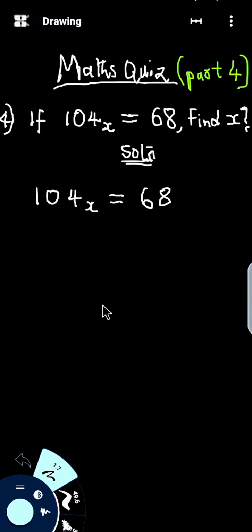It's not easy to watch part 1, part 2, part 3, and now you're about to check out part 4. So feel free, try this problem. They said if 104 in base x is equal to 68, find x.